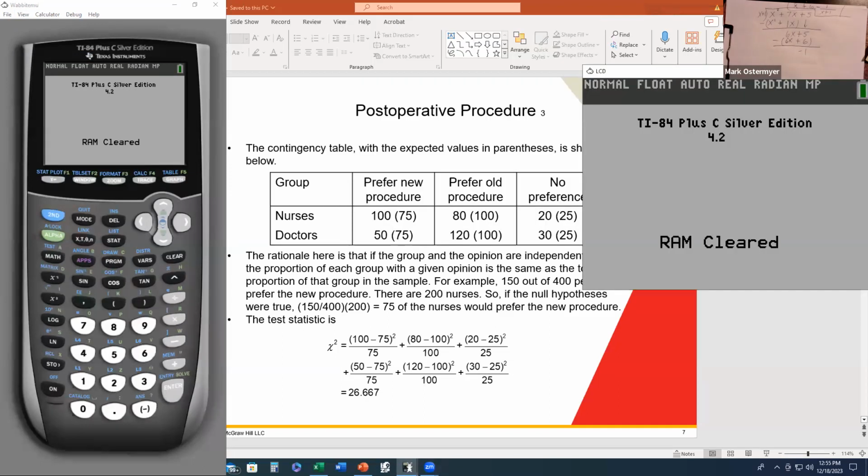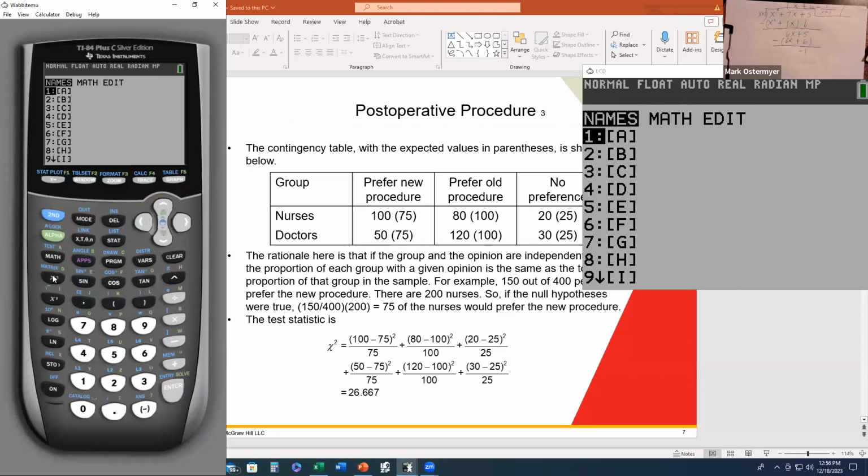Okay. So what we need to do here is go into our matrix mode, on the left side of your keyboard. Above your X reciprocal button, in blue, is the word matrix. To get into that mode, we hit our second key followed by our X reciprocal key. That takes us into the matrix mode. So let's go ahead and do that.